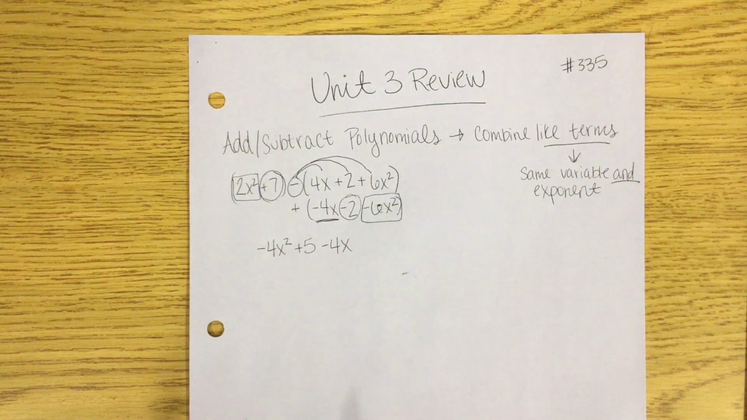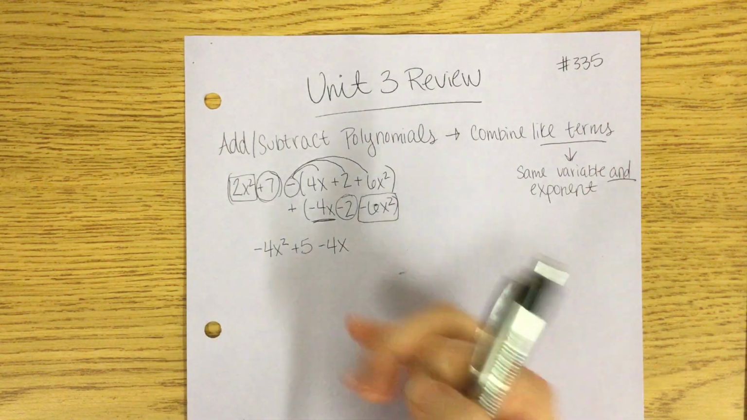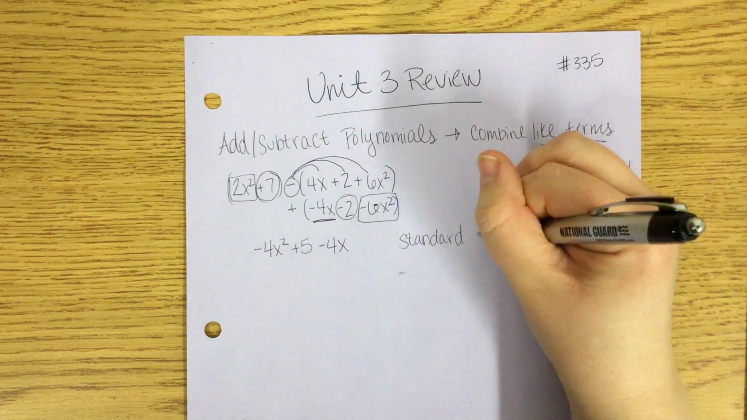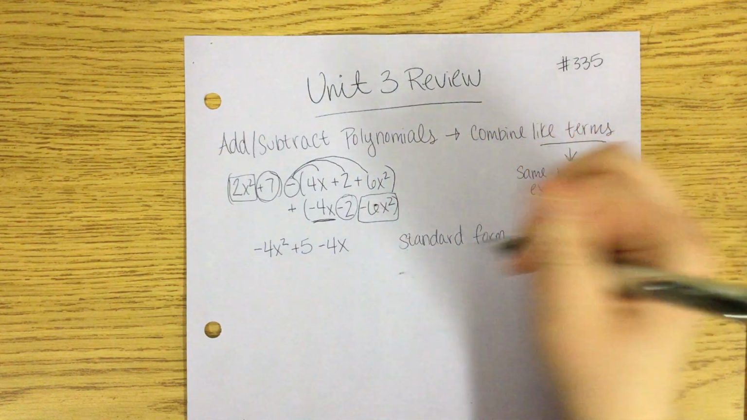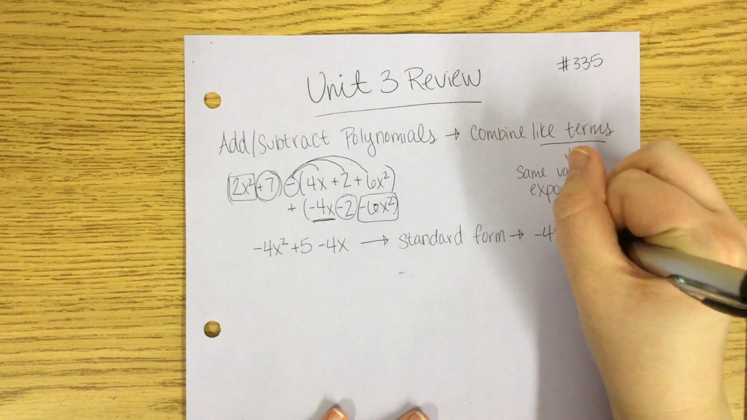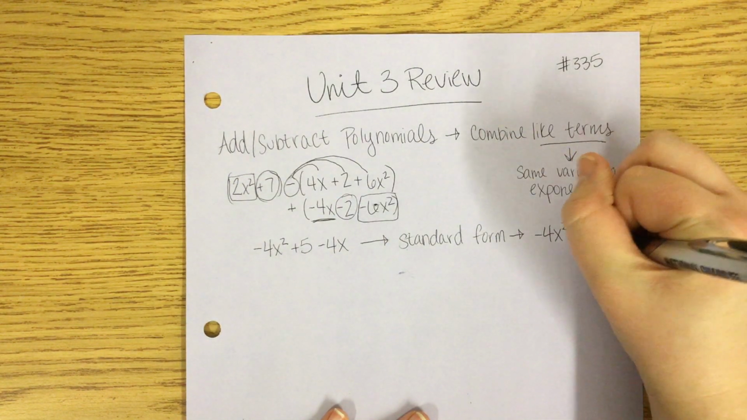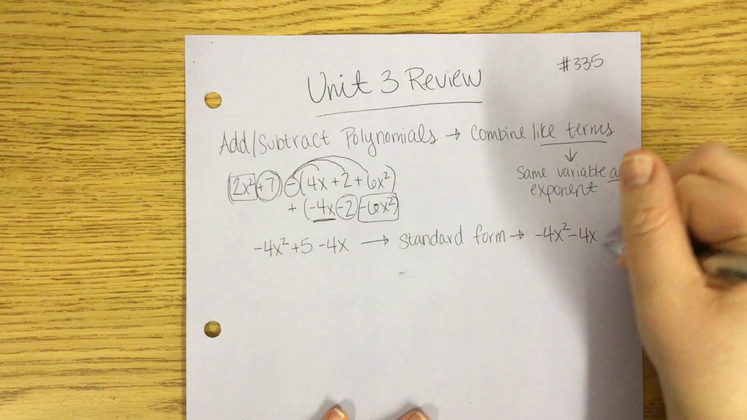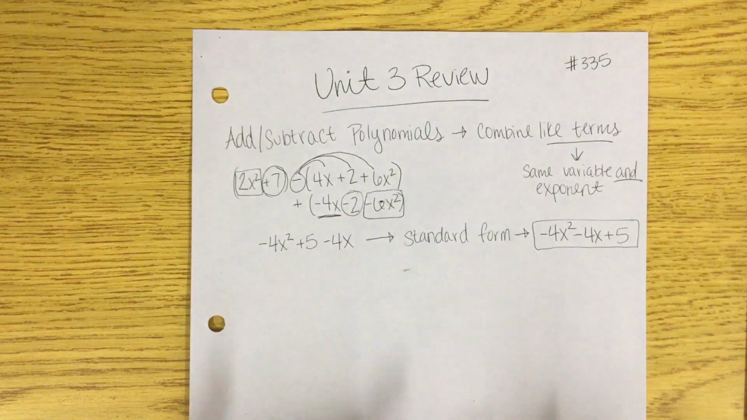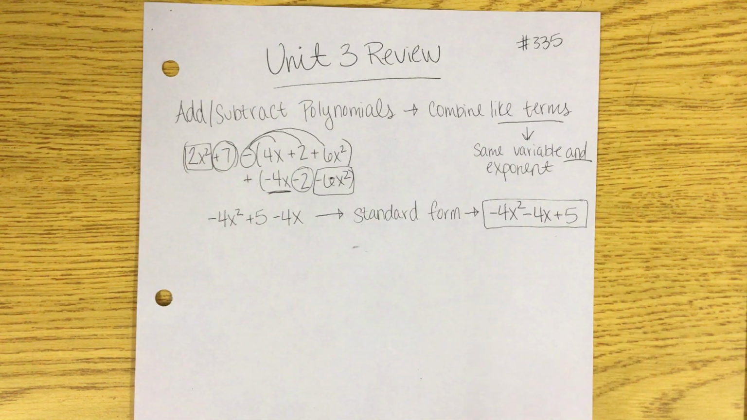Now, one thing I do want to remind you of, this is not the proper way to write your final answer. We want to make sure all of our answers are in standard form, which, if you remember, is when you start with your highest exponent, so it'd still be my -4x squared, but then we work our way down, so I really just need to switch the -4x and the 5. Okay, so your constants, your numbers without variables, should be the last thing you write.